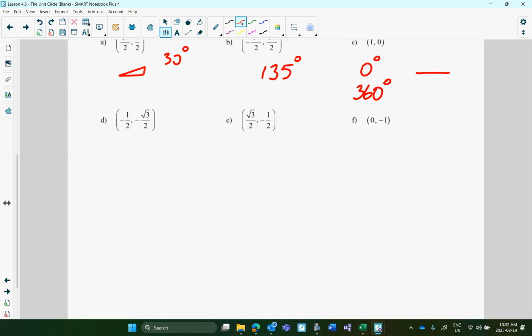1/2, √3/2. I know I'm doing it in reverse. Is that 30 degrees? It's 60. Remember, 60 is short, long. 30 is long, short. Okay? So it's the family of 60 in quadrant 3. So 180, and then another 60, 240.